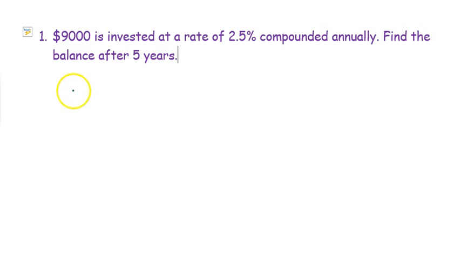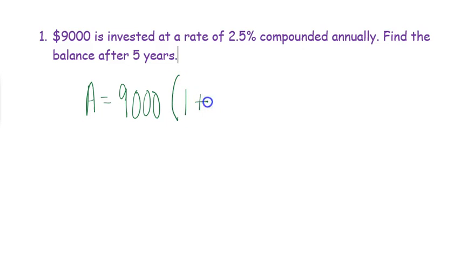Okay, so this is our first example. It is where we have $9,000 and we're investing it at a rate of 2.5% compounded annually. Find the balance after 5 years. So if it's compounded annually, that's just once per year. You can actually just use the regular growth formula. So if you look at that, our ending amount is what we don't know. Our starting amount is 9,000.